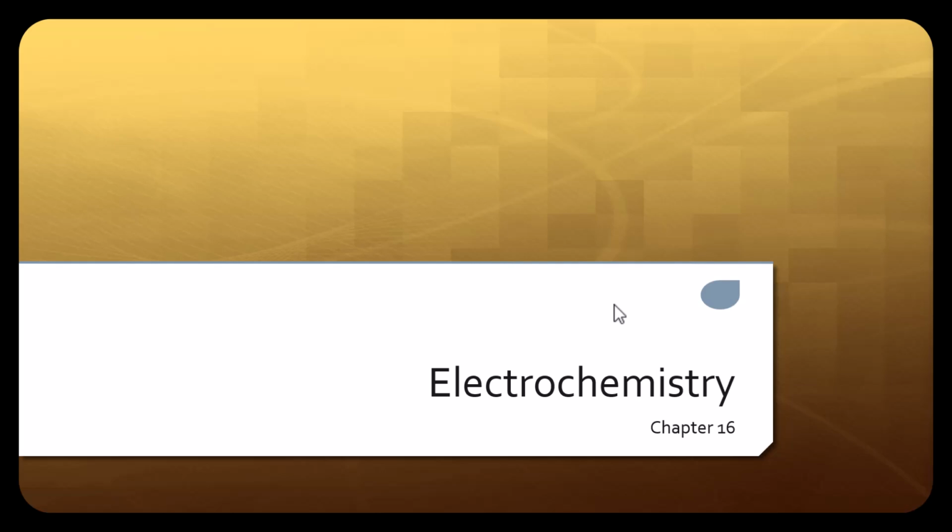Guys, welcome back to chapter 16. In this video, we're going to talk about oxidation reduction reactions. So in the last video, we talked about assigning oxidation numbers or oxidation states to individual atoms. Now we're going to take that information and apply it to a chemical reaction.